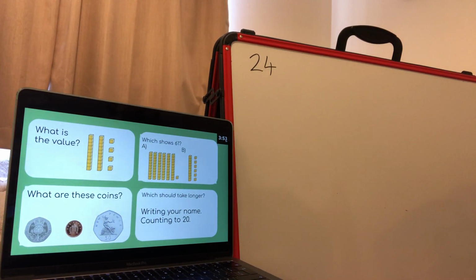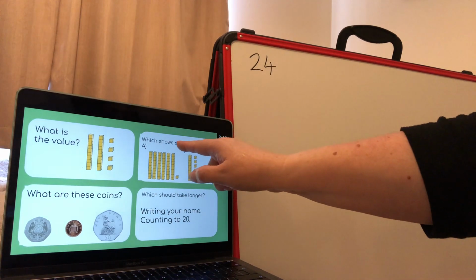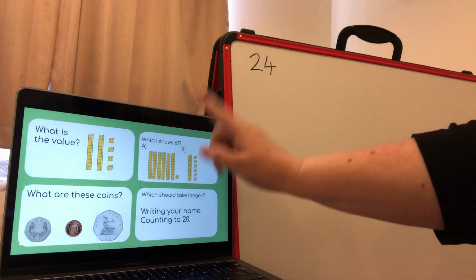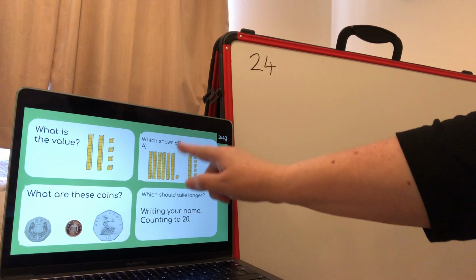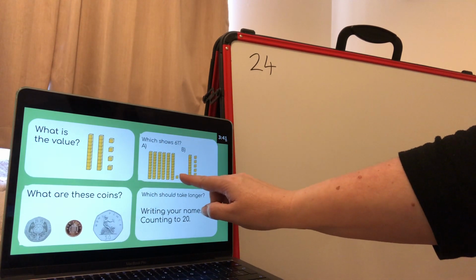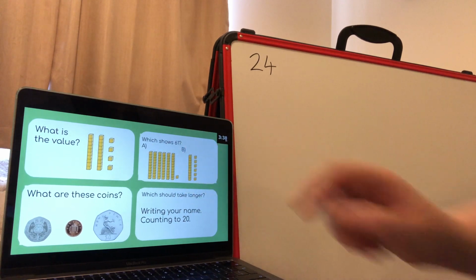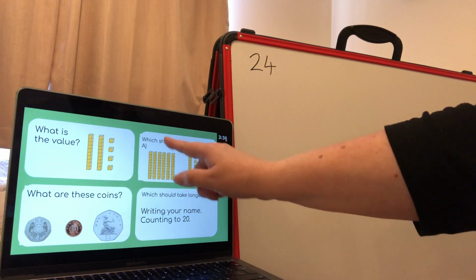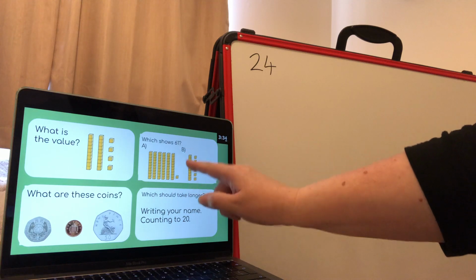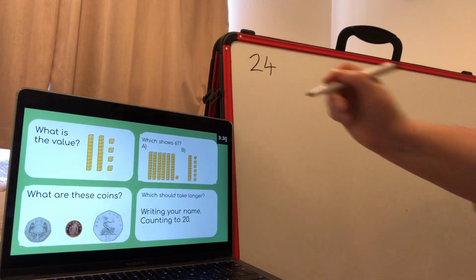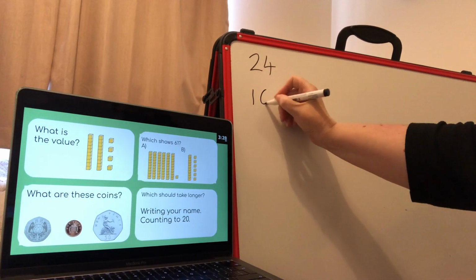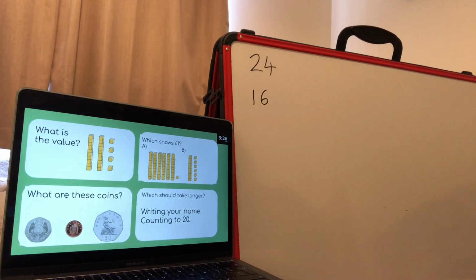The second question asks you which shows 61. Well, that's 6 tens and 1 one. 1, 2, 3, 4, 5, 6 tens and 1 one. It looks like it's A. Let's have a look. 10, 20, 30, 40, 50, 60, 61. Yes. If you put B, that's 1 ten and 6 ones. That would be 16, and we weren't looking for that number, were we?